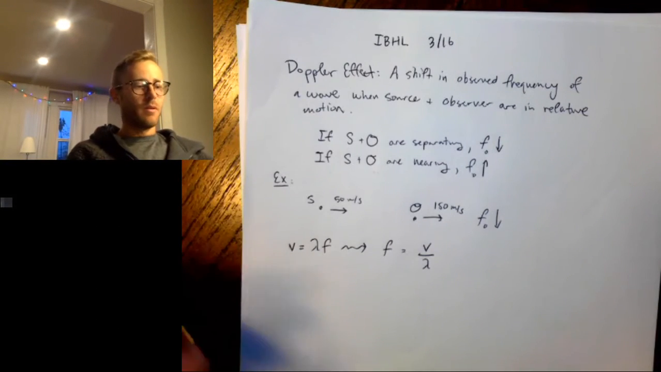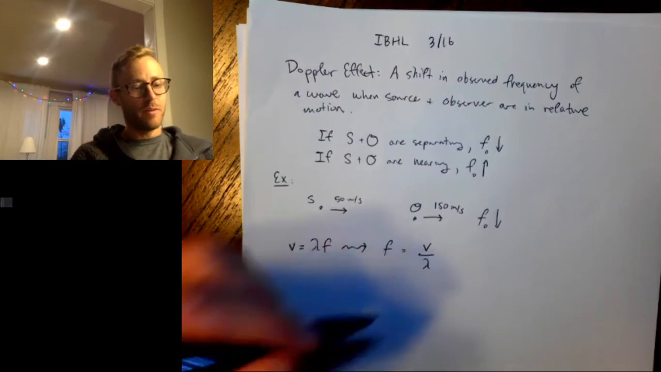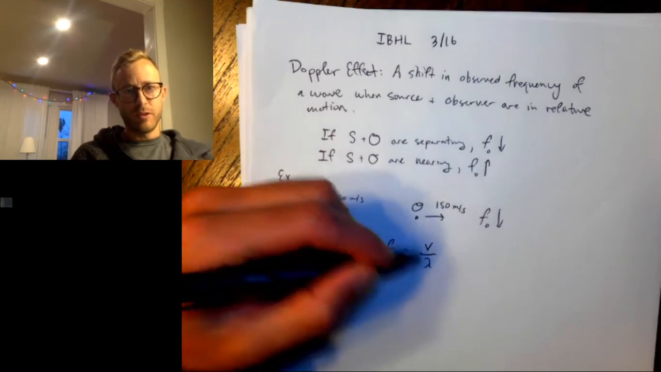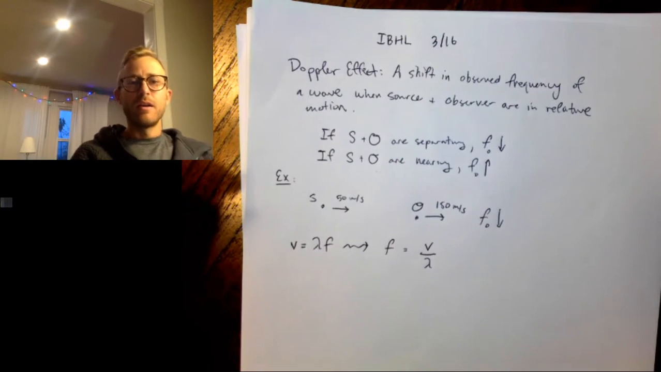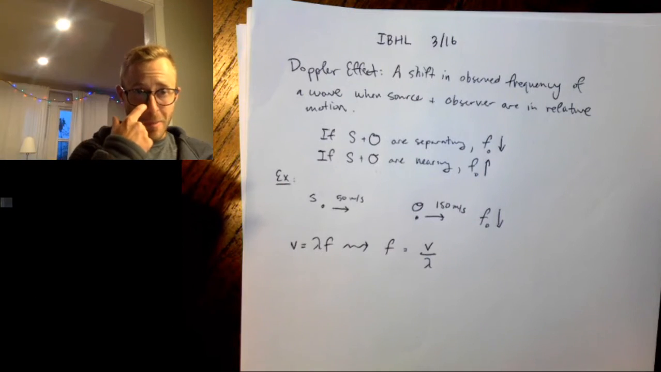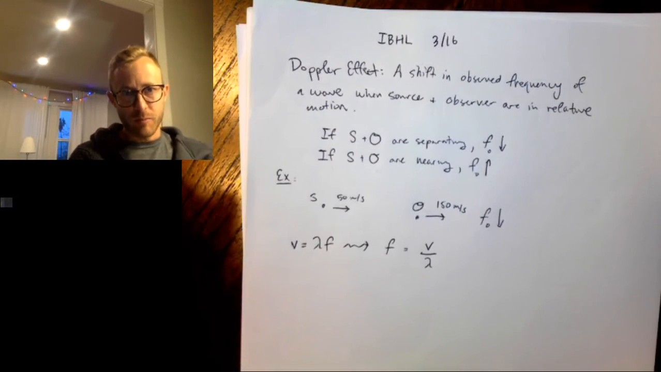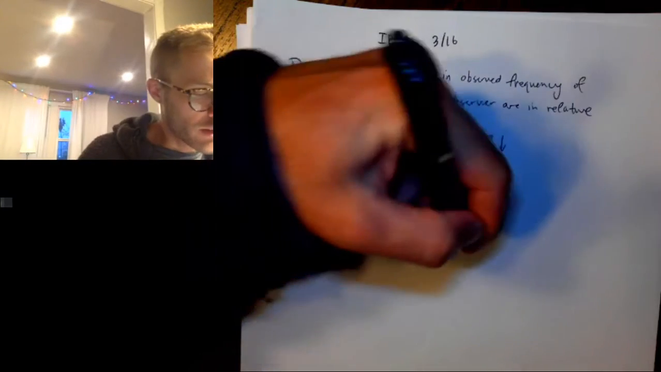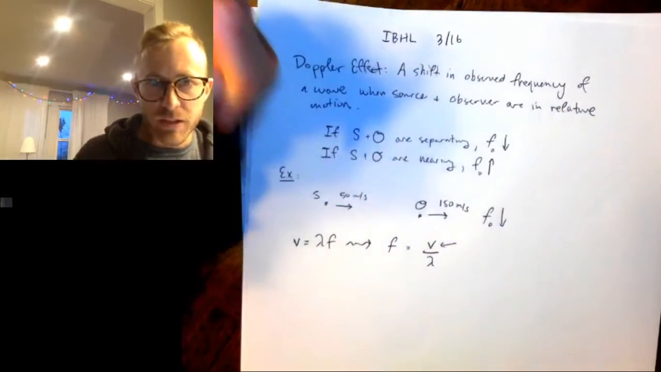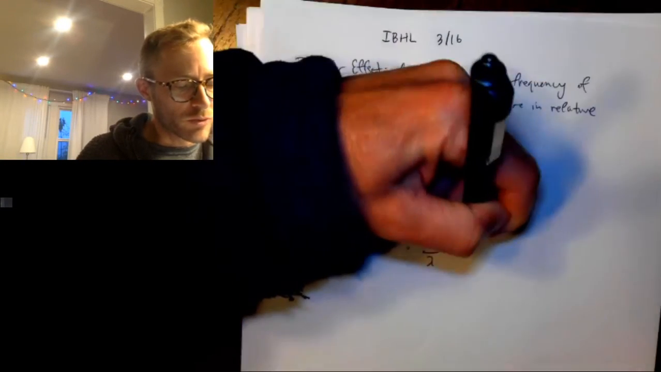Now, basically, when the source and the observer are in relative motion, it plays around with both of these factors. If the observer of a wave is moving, then they're going to see the wave as traveling at a different speed. So the apparent speed of a wave is affected by the observer's motion.